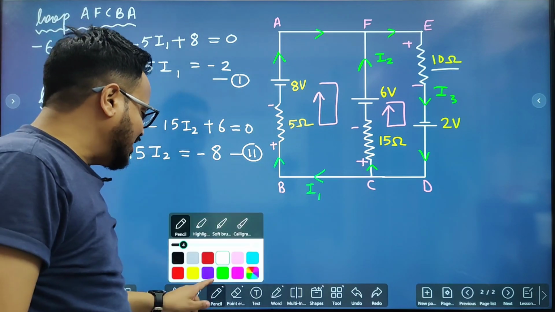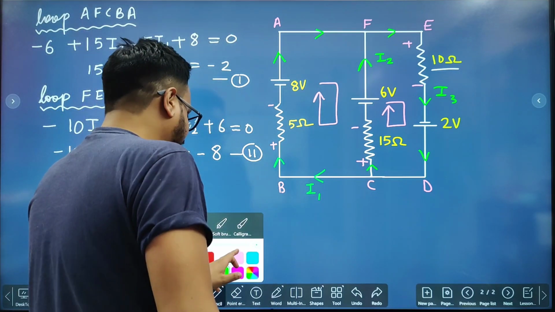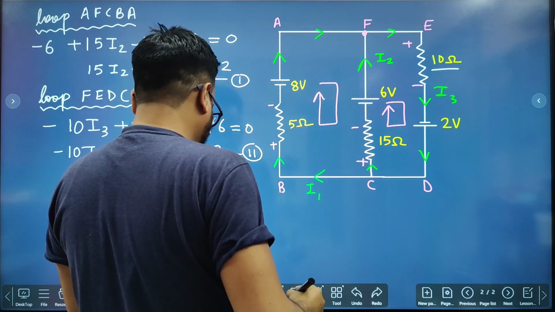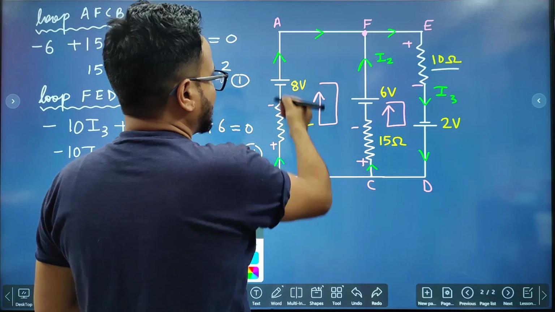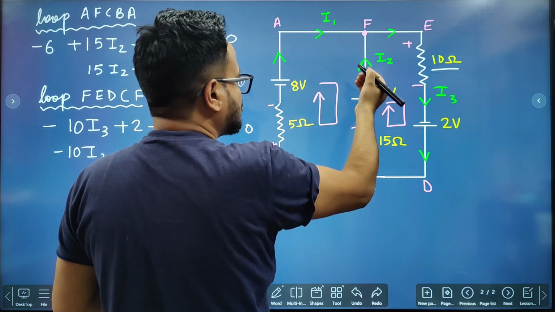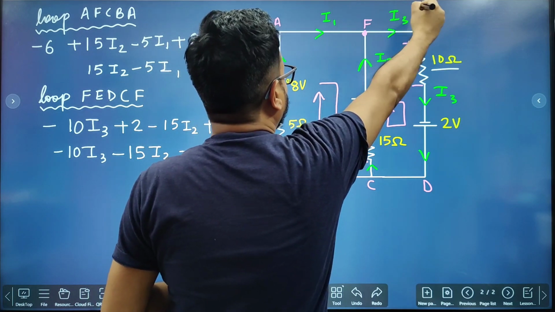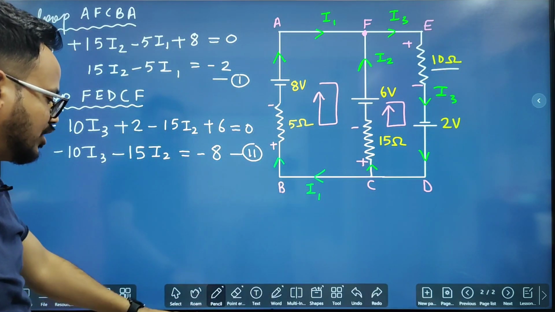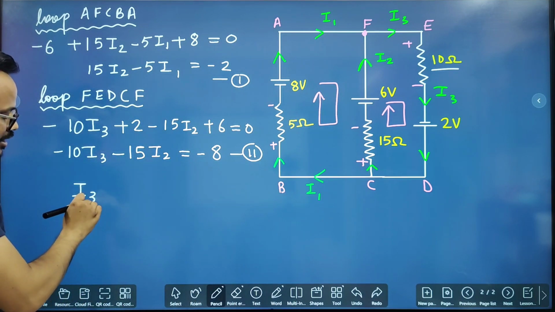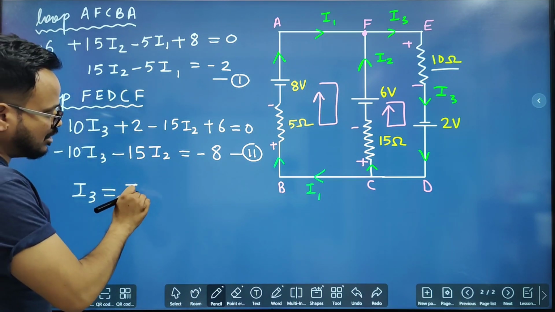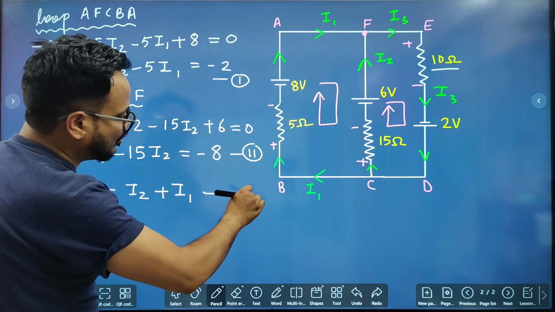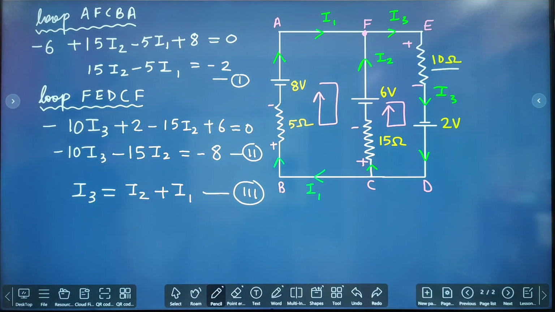So the third equation can be formed using the junction rule. At this junction, suppose which current is coming towards the junction? This is I1. So this current I1 is coming towards the junction. This I2 is also coming towards the junction, and I3 is leaving the junction. So the total current coming towards the junction is equal to the total current leaving the junction. So I3 should be equal to the sum of I1 and I2, and this will work as our third equation.